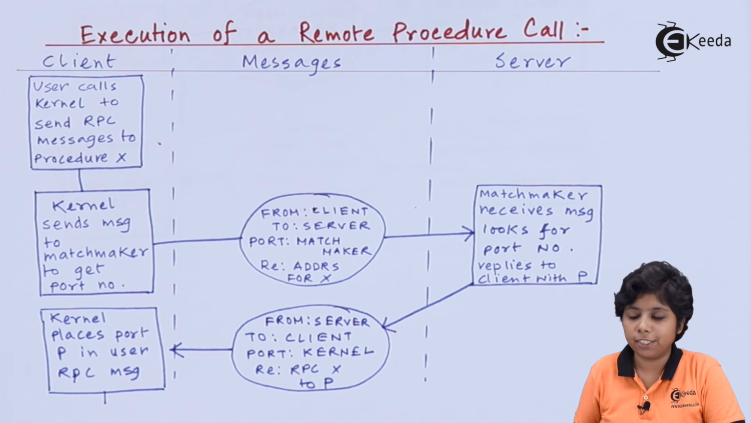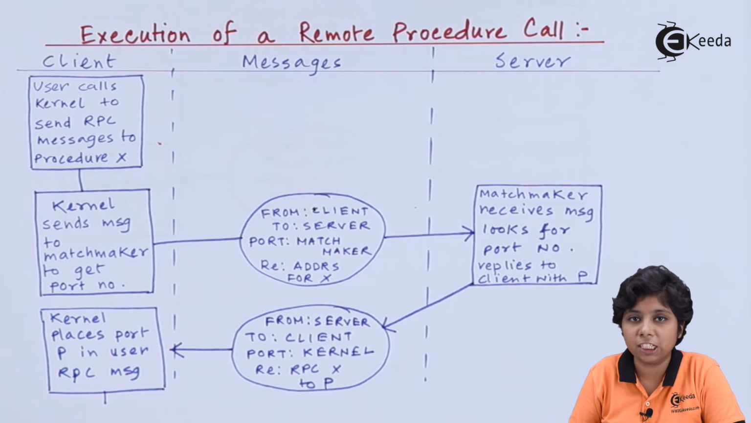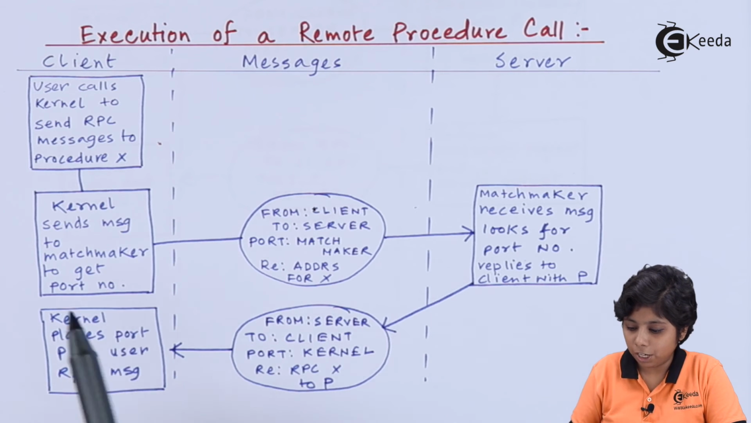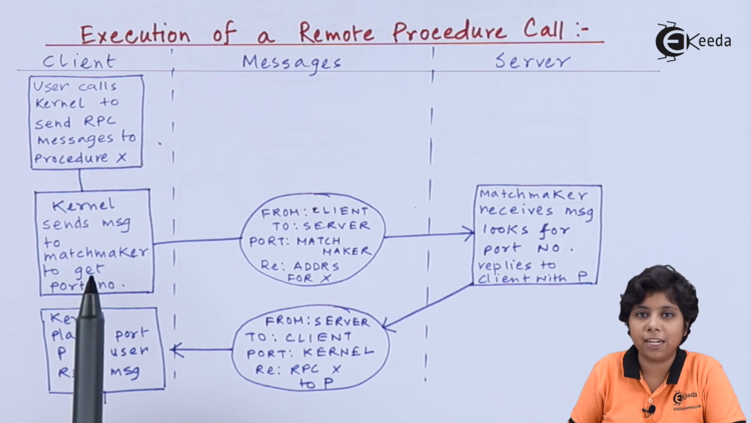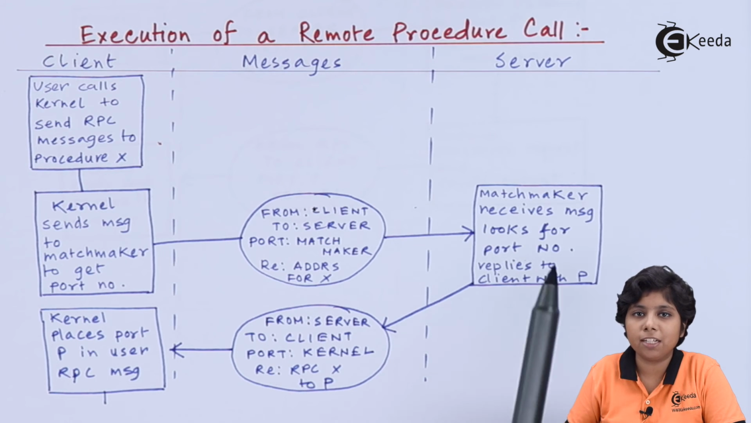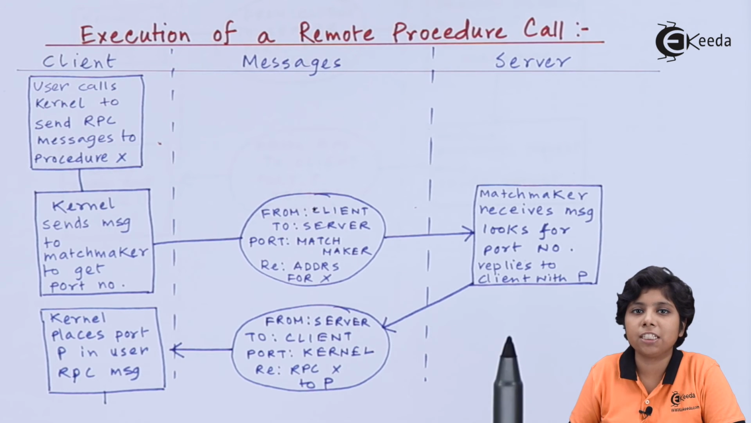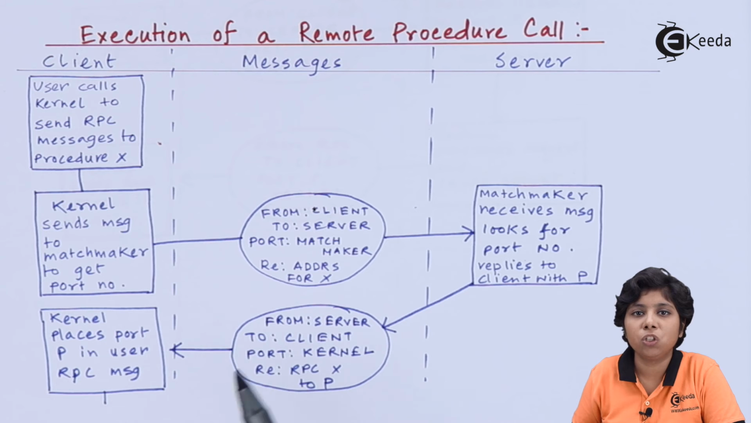So in this second context, first the client calls the kernel to send the RPC to find the port number. So here the message is from the client to the server, the port is kernel till now, and it is finding the port number. Then the kernel sends the message to the matchmaker asking what message is to be sent. Now the kernel sends the message to the server. Again the server receives the message that it is finding the port number and replies with the port number, say P. So now the message is from the server to the client.